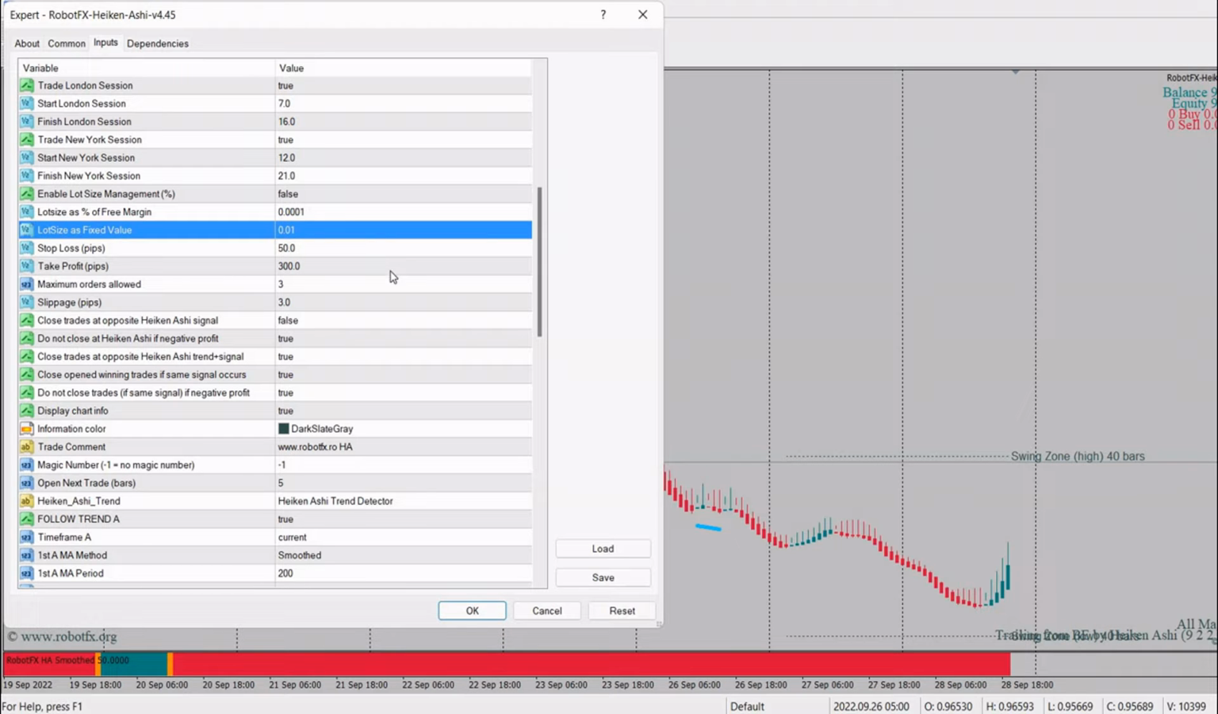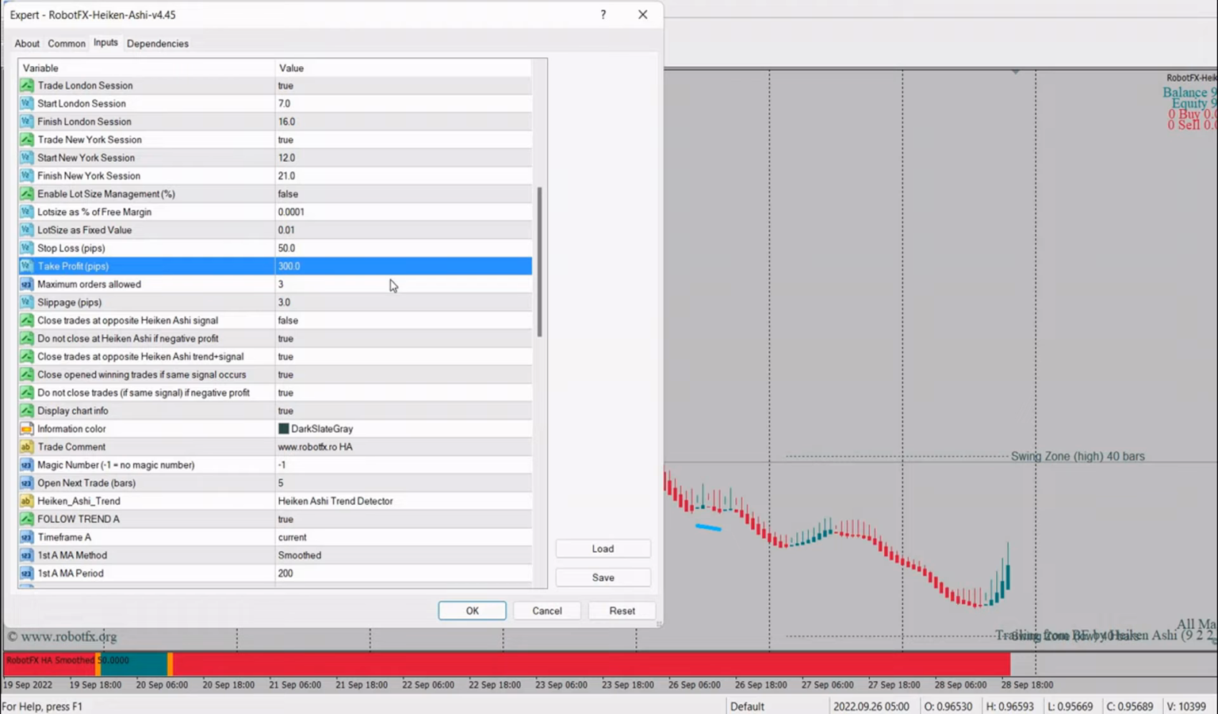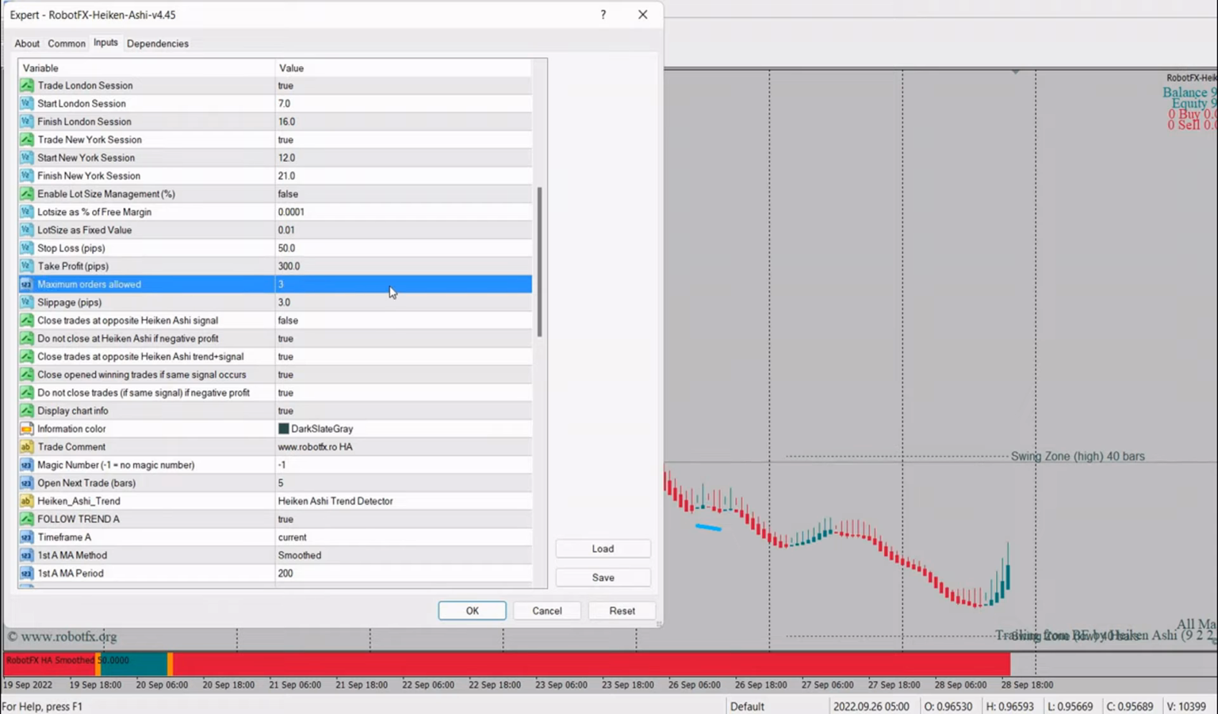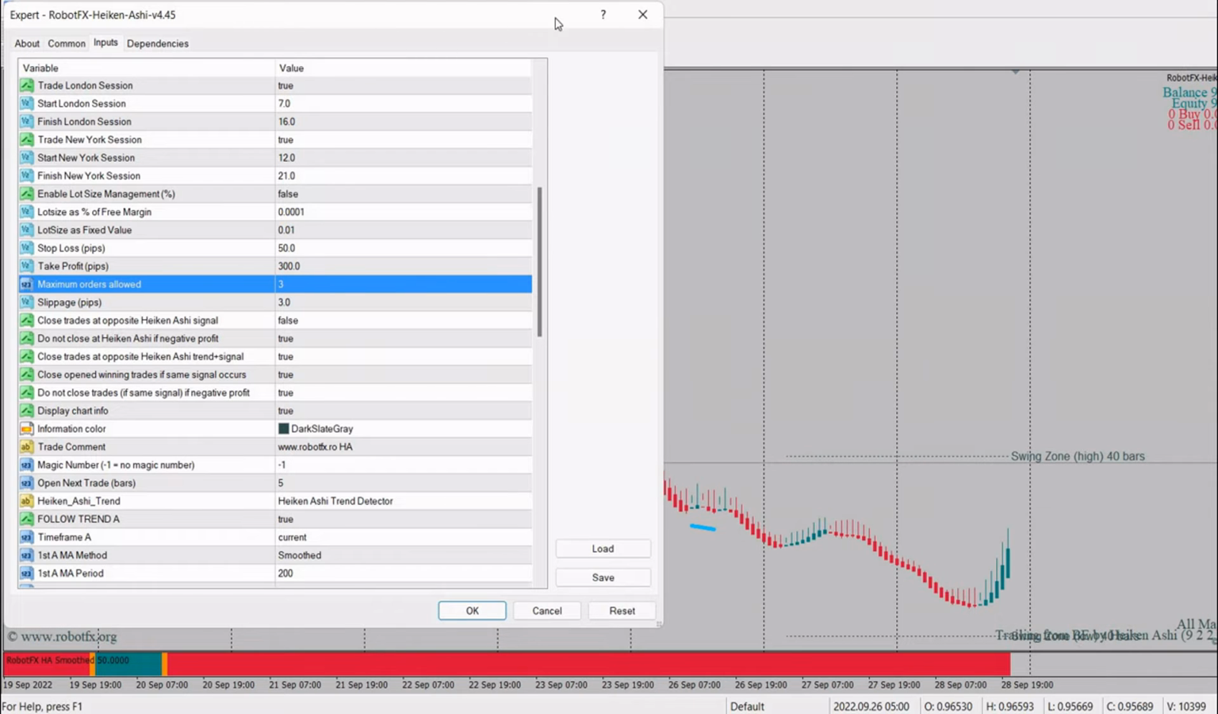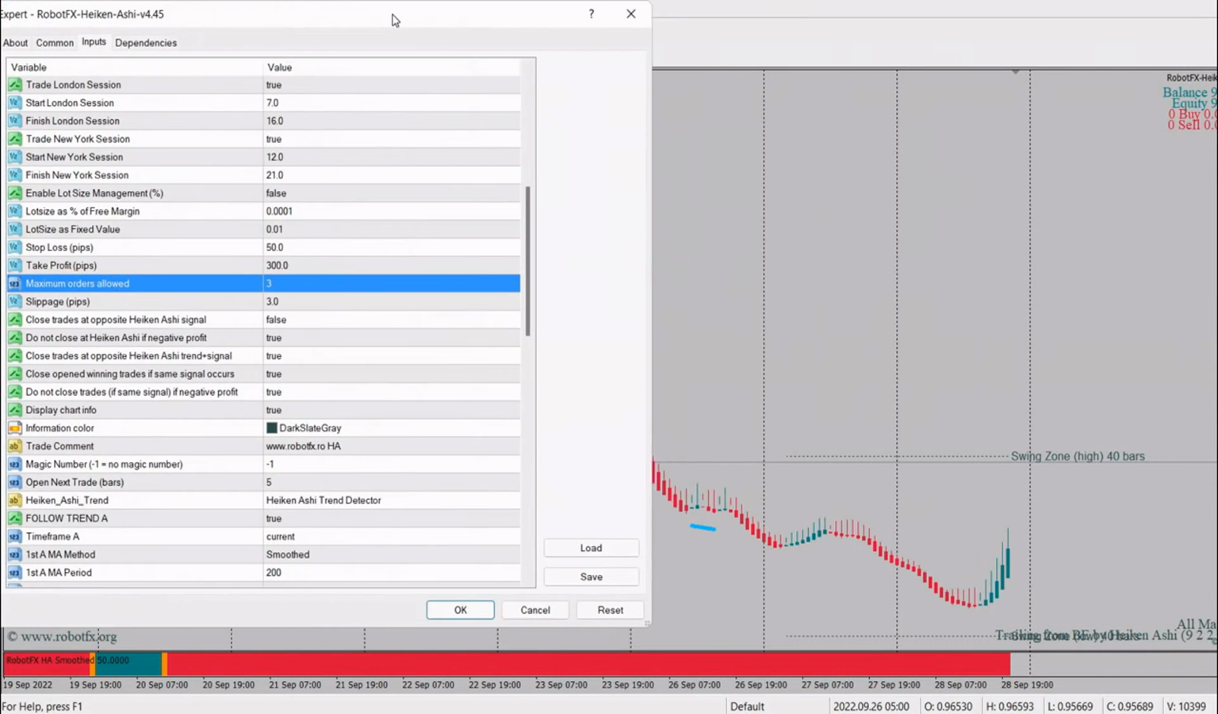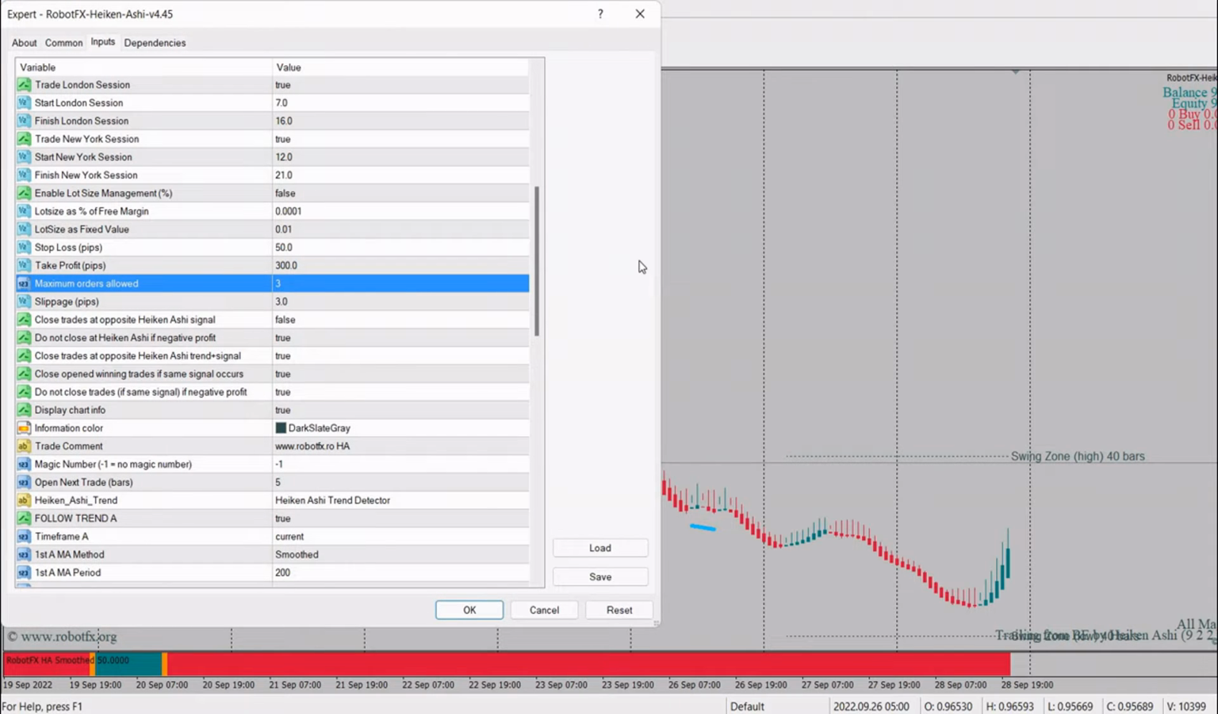We can, of course, place a stop loss and a take profit for each of the trades. These values are in pips. We can also determine the maximum number of orders allowed at the same time on the same chart, which here is set to 3. That means if I have 3 open orders on this EURUSD chart, the SpotAdvisor will ignore the trading signals and will not place any other order, regardless of the signal, until some of them close.